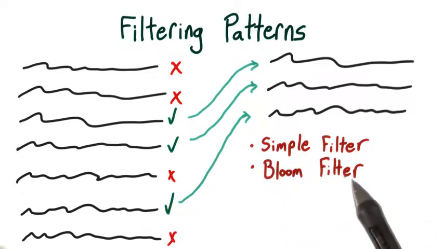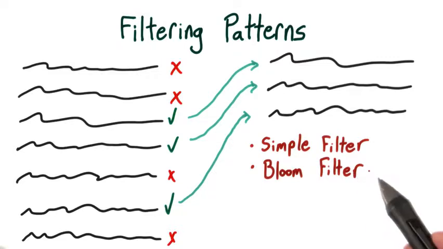There's a bloom filter, which we're actually not going to talk much about, but it's worth knowing about, because this is a much more efficient probabilistic filter that comes with some trade-offs, and you should check out the instructor notes if you want to read more.